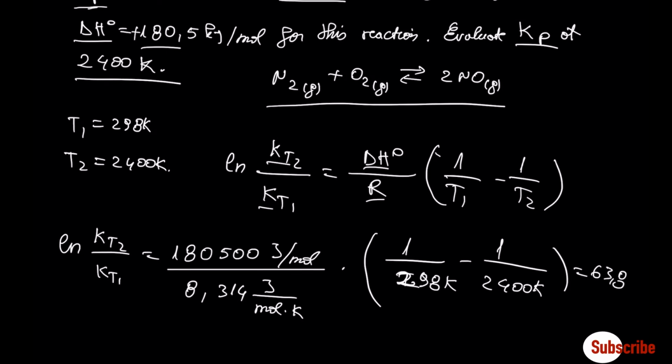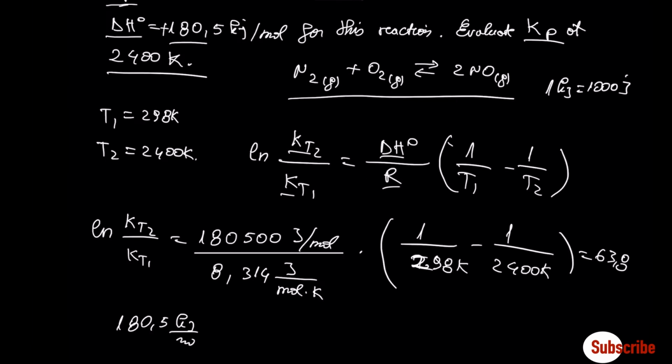Keep two things in mind here. The enthalpy is given in kilojoules, so you're going to convert that to joules, and you know that 1 kilojoule is equal to 1000 joules, which means the conversion factor is, in this case, these two are going to simplify and give this value here.